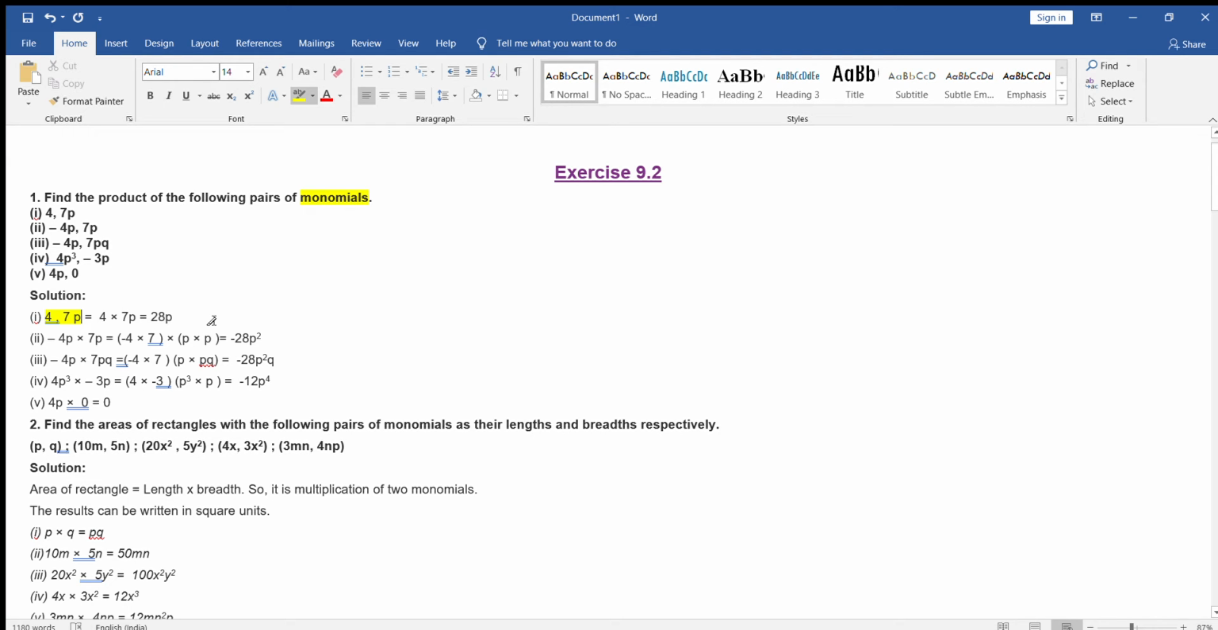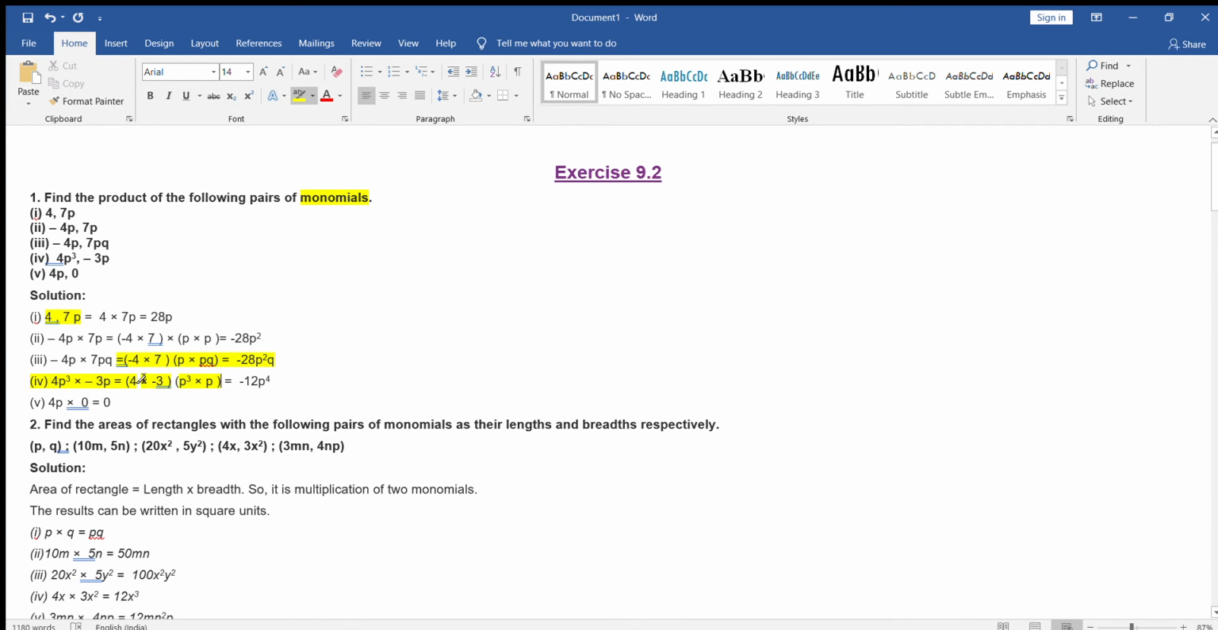In question number one, we have only one variable. Just check one more example where we have two or more variables. See the fourth part. In this fourth part, we have variables p cube and p, and constants 4 and minus 3. So we will multiply the constants together, that is minus 3 and 4, and we will multiply p cube and p.